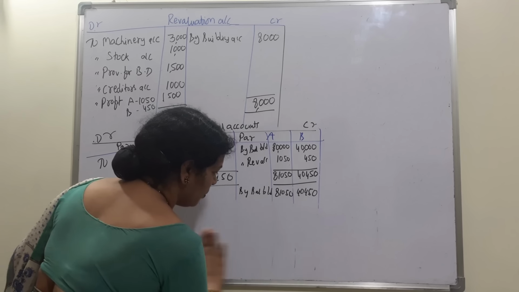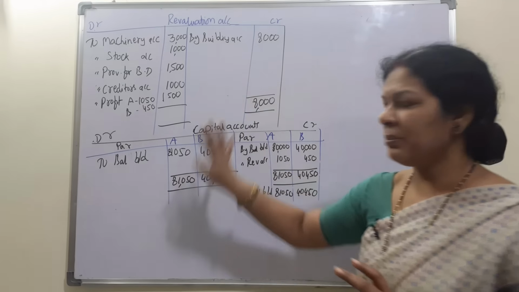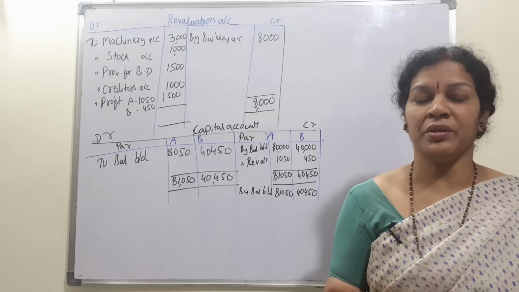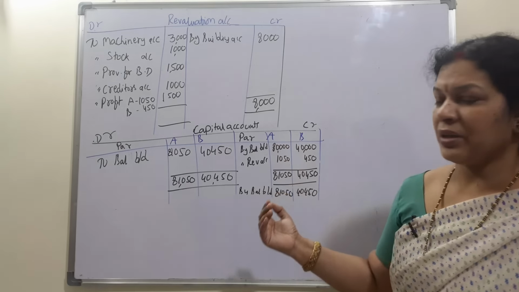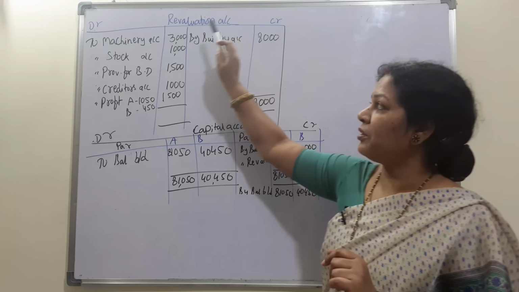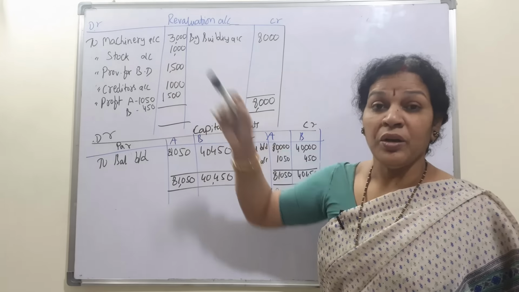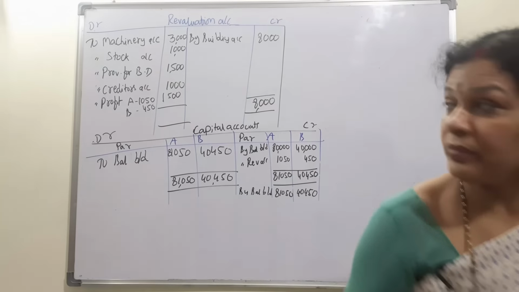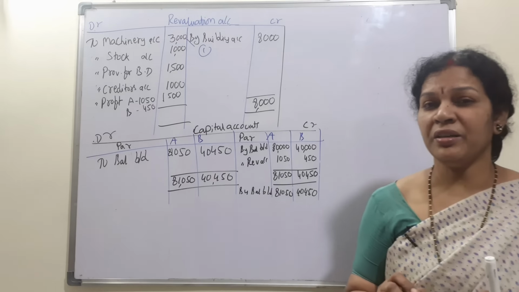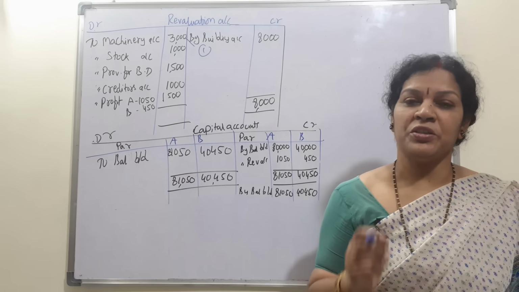Okay. Now they are asking us to prepare the journal entries. Once you prepare this, it is easy. I'll just tell you, you can write down, because it is very difficult to write and will take a lot of time. Journal entries, how to write? First, revaluation account, debit side. First one is revaluation account attached to machinery account. So this is the first journal entry. Pause the video, you can write down.